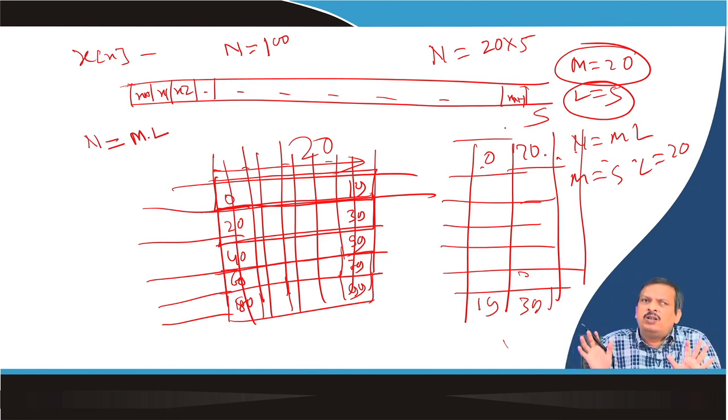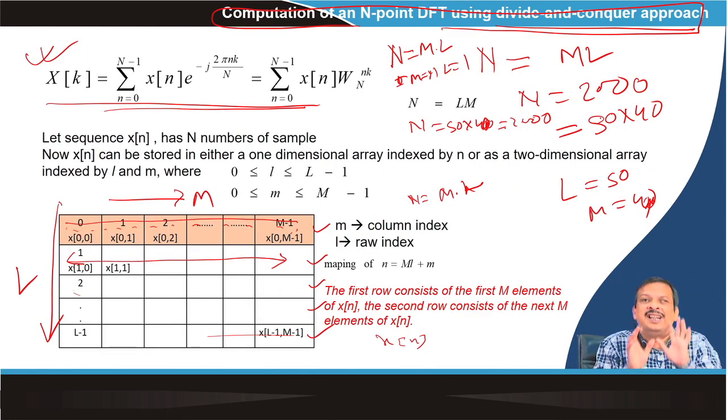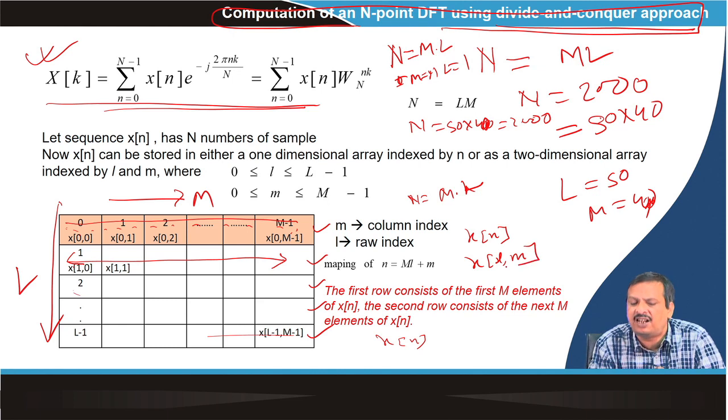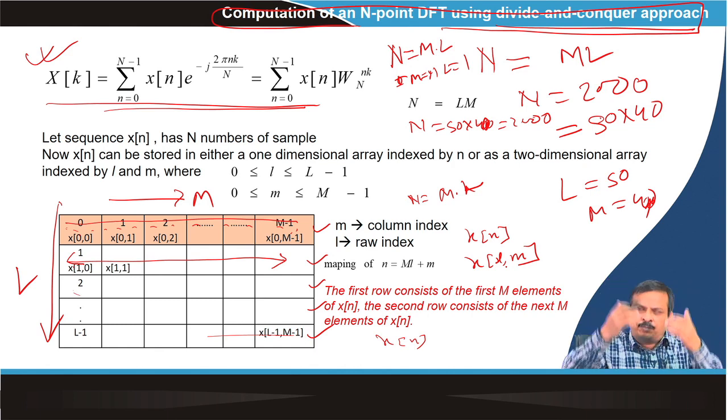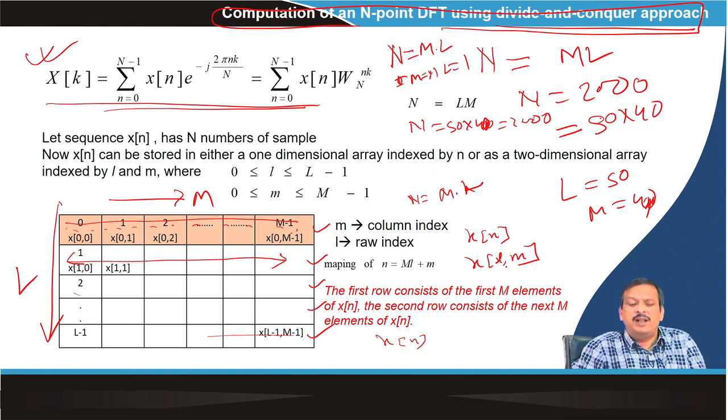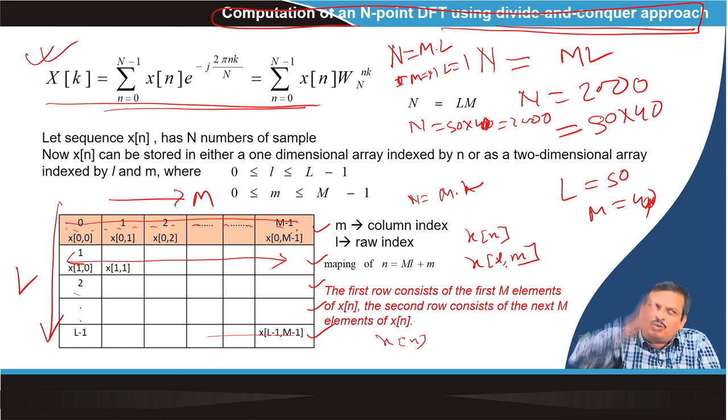So both are possible. If I want to store n number of data in a two-dimensional array, then instead of x of n, I say x of L and M. The index is changed to L, M. Whatever you can say, L is the number of rows and M is the number of columns. I can store the data row wise or I can store the data column wise. Both are possible.